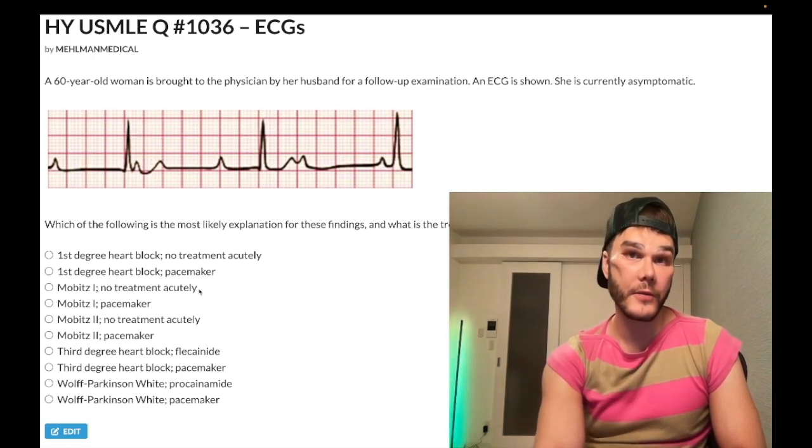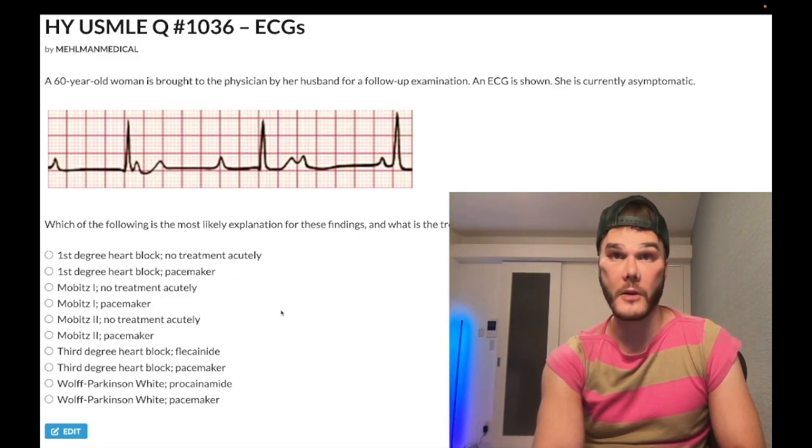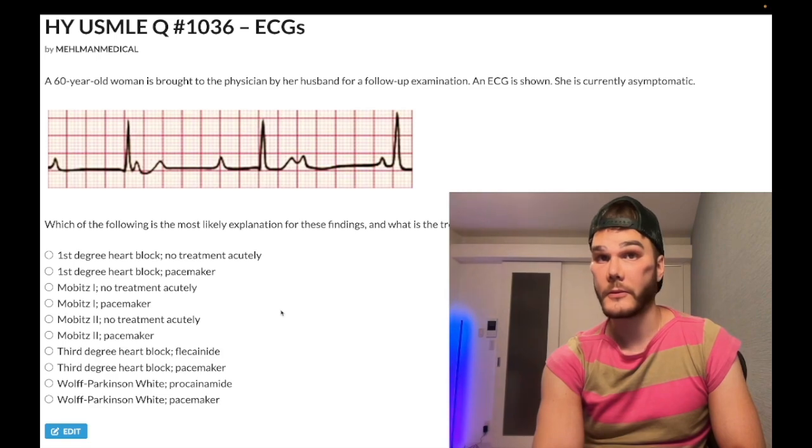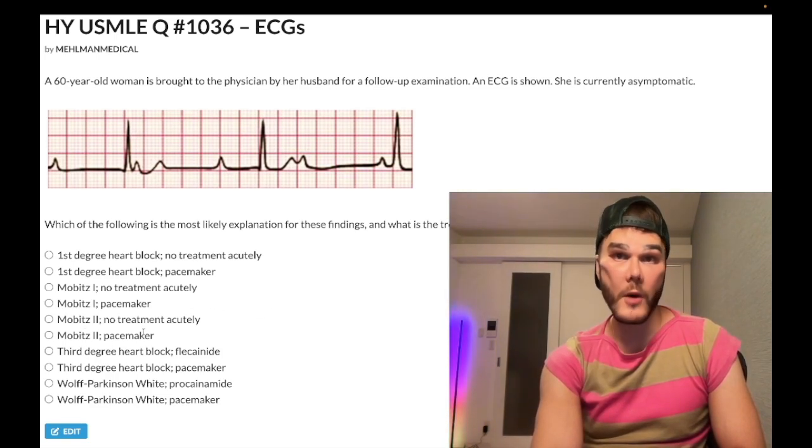You don't need to treat it for USMLE. First degree heart block and Mobitz 1, no treatment for USMLE. Wrong answer. Mobitz 2, wrong answer.